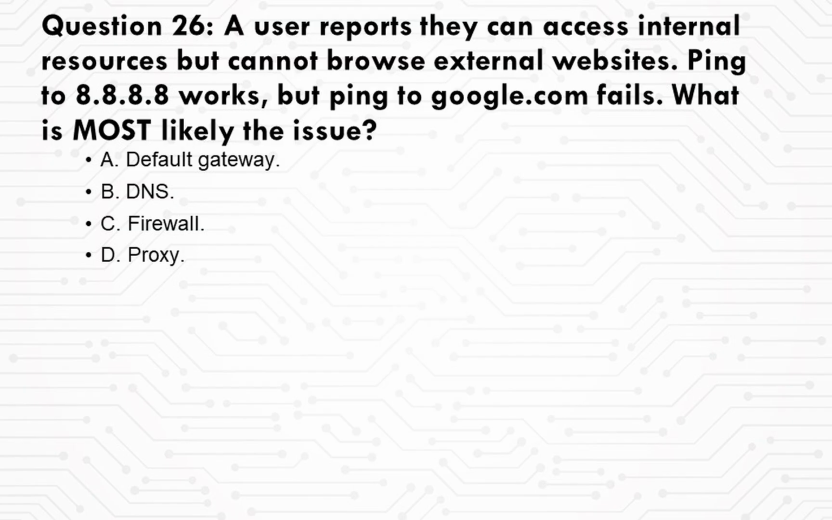Ping to 8.8.8.8 works, but ping to google.com fails. What is most likely the issue? A. Default gateway. B. DNS. C. Firewall. D. Proxy. Answer: B. If you can ping an IP but not a domain name, DNS resolution is failing.